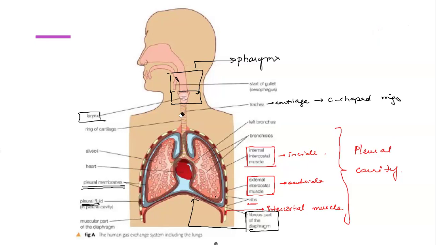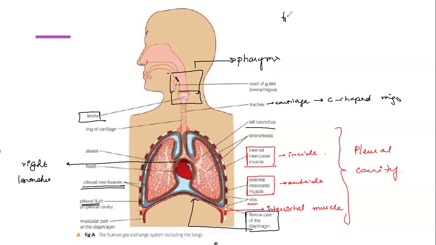Okay. Then after that, the trachea is going to continue and divide into two branches. The two branches are known as bronchus. So the trachea is the biggest, and then we have two branches. We have the left bronchus and the right bronchus. The left bronchus is the branch of the trachea that is supplying the left lung. And the branch of the trachea that is supplying the right lung is known as the right bronchus.